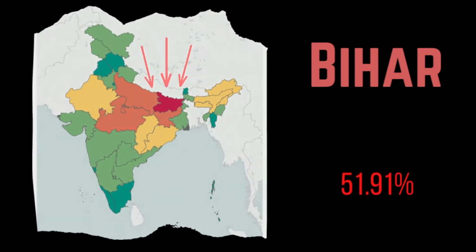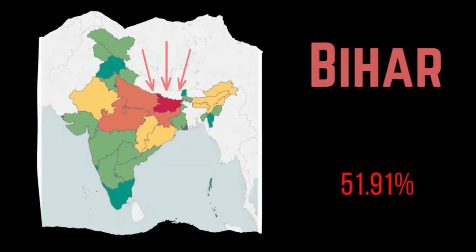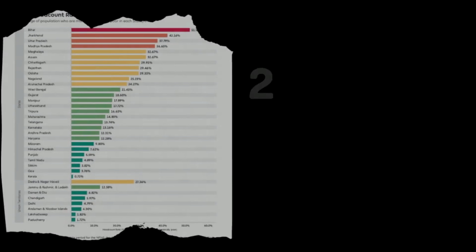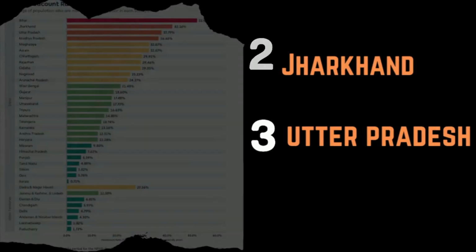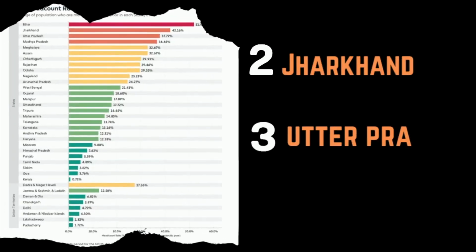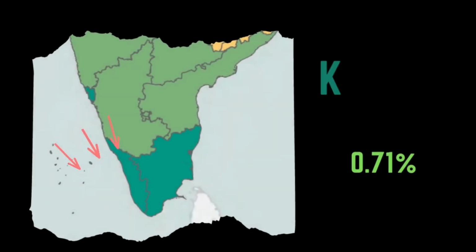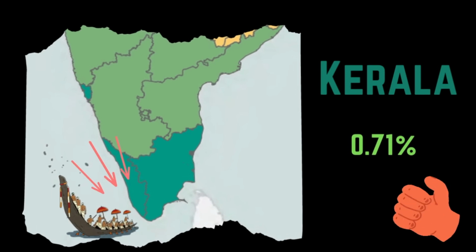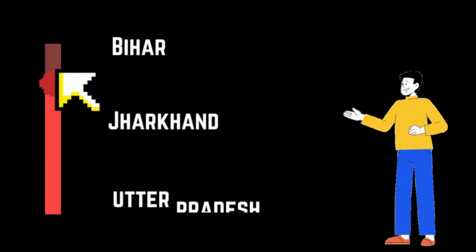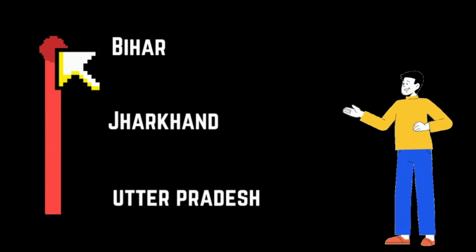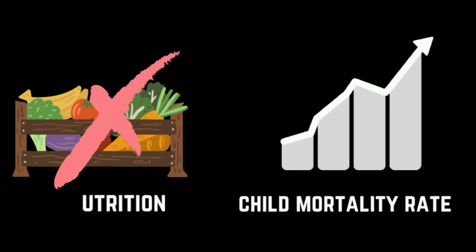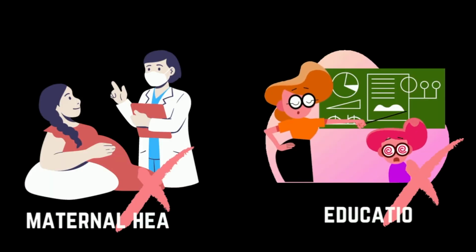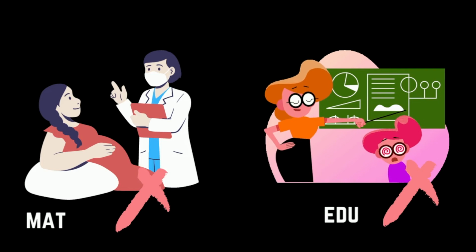This report shows that Bihar tops the list with 51.91% of the population living under poverty, Jharkhand being the second and Uttar Pradesh in third position. Kerala has the lowest with only 0.71% of its population living in poverty. Those states which were considered traditionally weaker, such as Bihar, Jharkhand and Uttar Pradesh, have topped the list for the maximum number of people with malnutrition, poor child mortality rate, poor maternal health, and many without proper education.